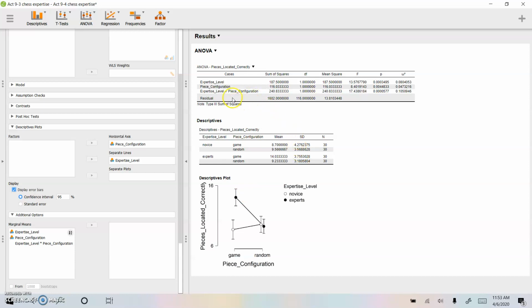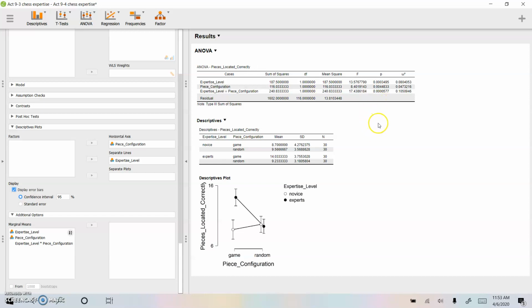So let's look here at our p-value for the interaction. So we have an interaction here for expertise level by piece configuration with 1 and 116 degrees of freedom. And our F is 17.44 with a p of 0.0000577. So it's very unlikely that that interaction we're observing is just a result of sampling error.